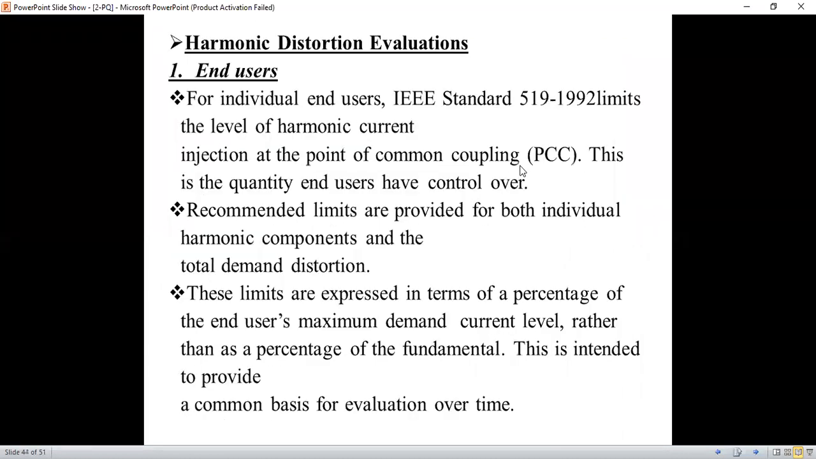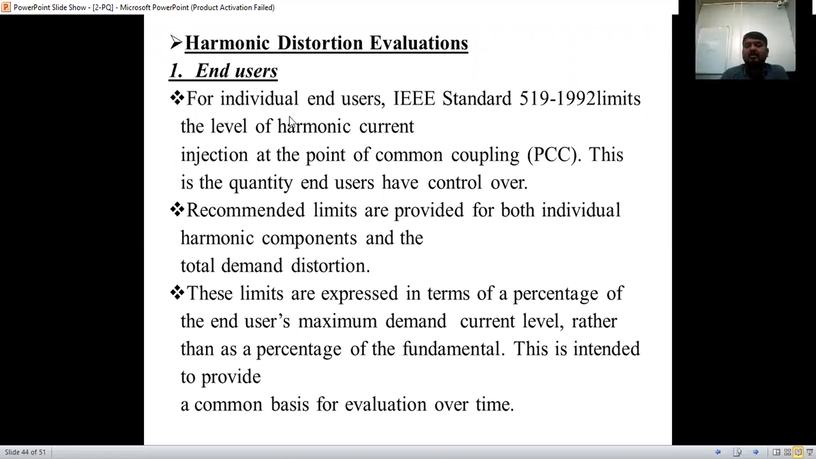So next we'll go for the harmonic distortion evaluation. The harmonic distortion evaluation we can do at three places. One is the end users, another one is the utility, and the third one is the common coupling point, that is PCC. So at these three points only we can evaluate the harmonic distortion.